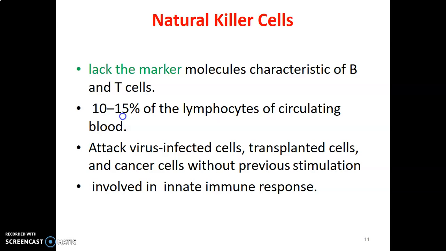What is the function of natural killer cells? They are the ones that attack virally infected cells, cancer cells, or cells that have been transplanted. So they are involved in what we call the innate immune response, attacking virally infected cells, cancer cells, and transplanted cells.